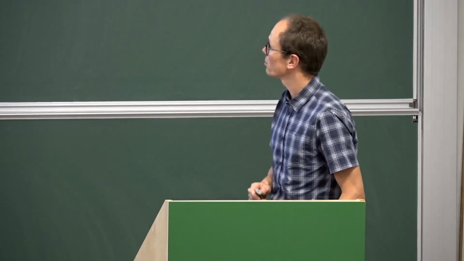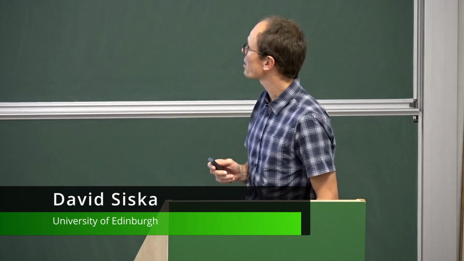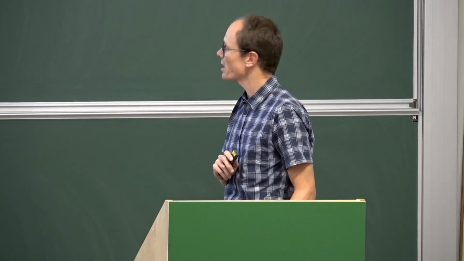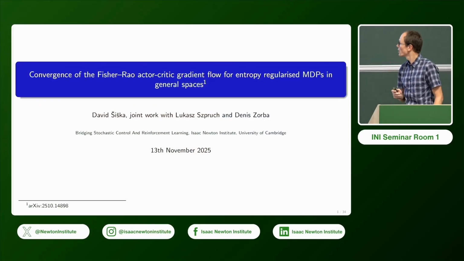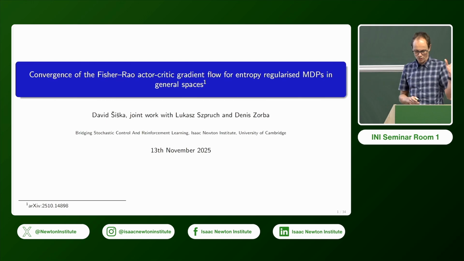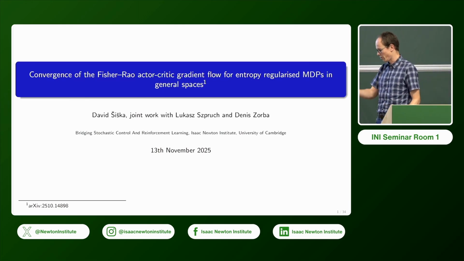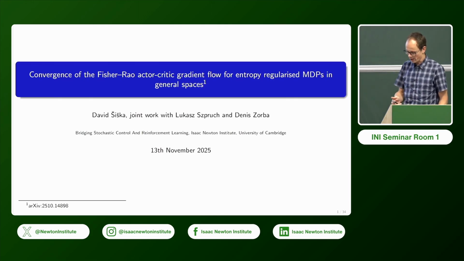Thank you, Ranuel. As you can see, this is joint work with Lukáš Pruh, my colleague in Edinburgh, and Denis Sorba, his PhD student, who is also here in the audience. I will talk about combining a Fisher-Rao gradient flow for the actor when solving a reinforcement learning problem with a critic, which will be a usual Euclidean gradient flow coming from linear function approximation. So you're looking for the weights in your linear function approximation.